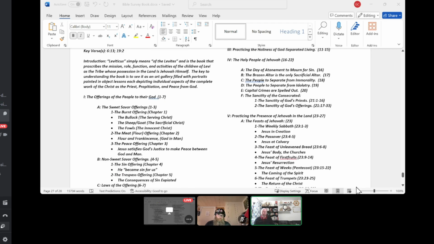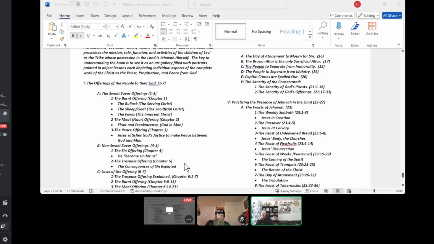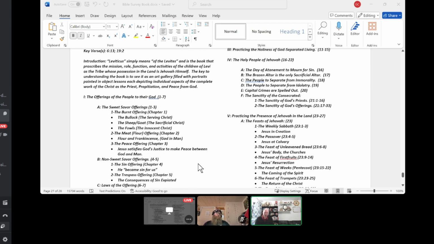So beginning then with part 1, the offerings of the people to their God, this section is divided into 3 parts. The first is the overview of the sweet savor offerings. The second is the non-sweet savor offerings. And the third is the laws of the offerings for each of the above. So let's begin in chapter 1 with the burnt offering.